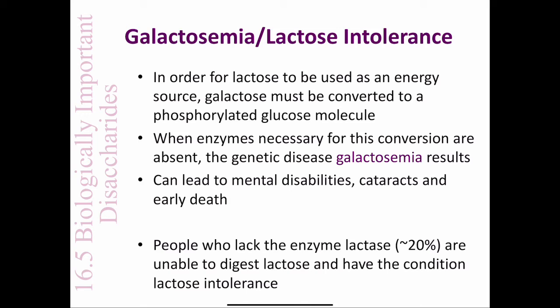Many adults and some children are unable to hydrolyze lactose because they do not make the enzyme lactase. This condition, which affects about 20% of the population of the United States, is known as lactose intolerance. Undigested lactose remains in the intestinal tract and causes cramping and diarrhea that eventually can lead to dehydration.